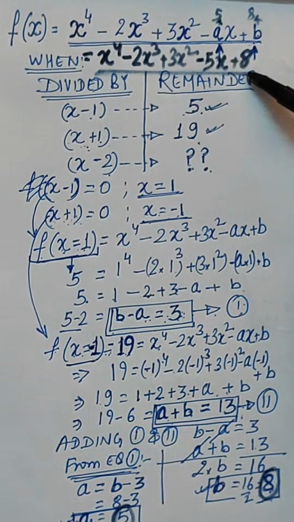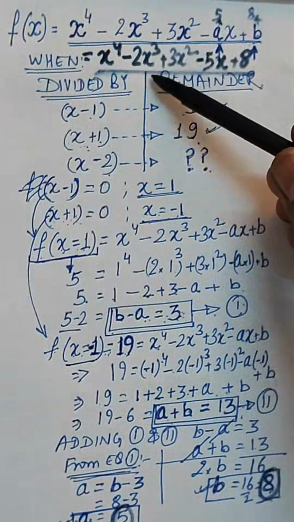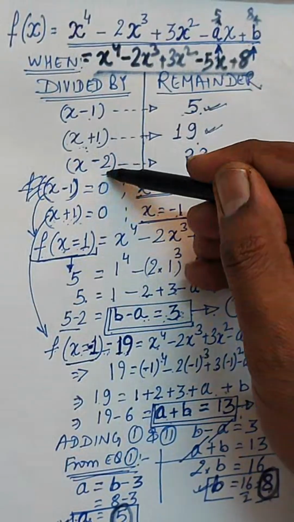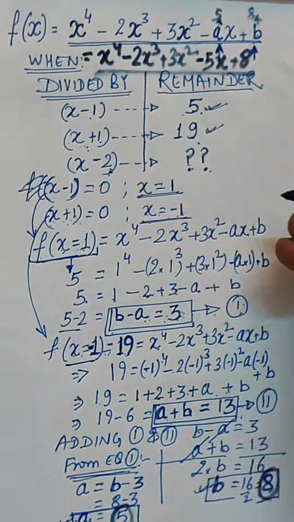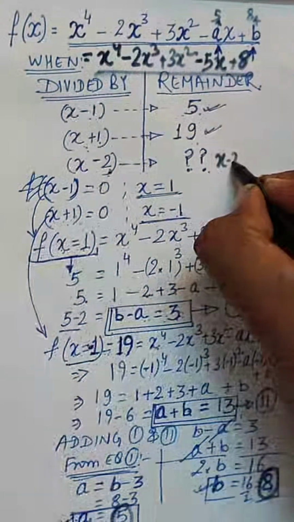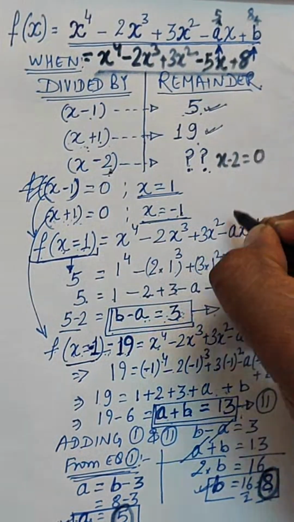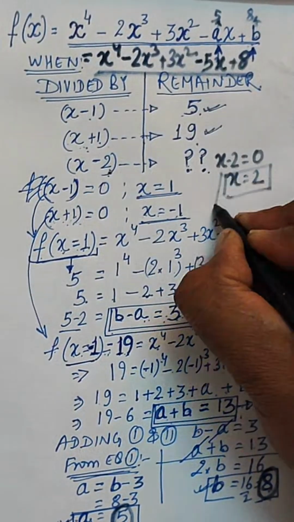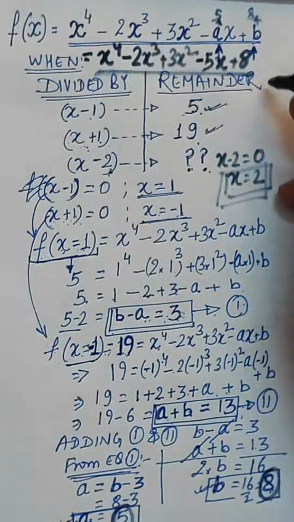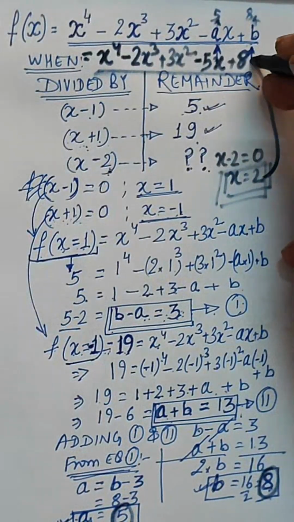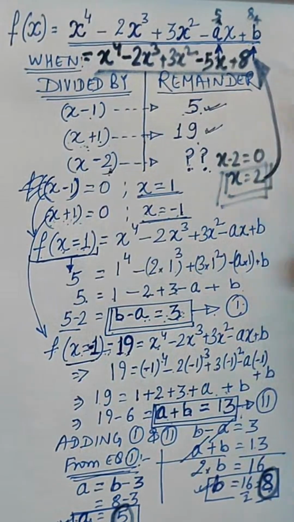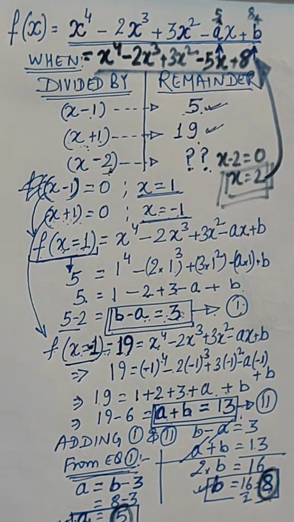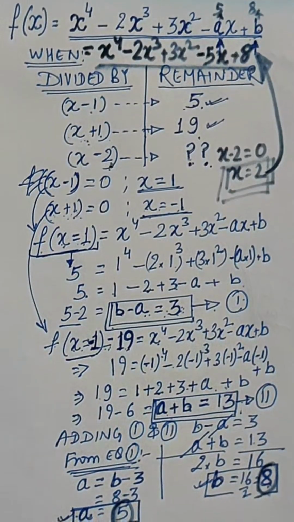Now f of x is only in terms of the variable x. Now when divided by x minus 2, that means when x minus 2 is the factor and it is equated to 0, this will give you x equal to 2. So put the value of x equal to 2 into this function of x. You will get the remainder, and this will be your answer. So we did all that part. Let us solve the remaining part of the question.